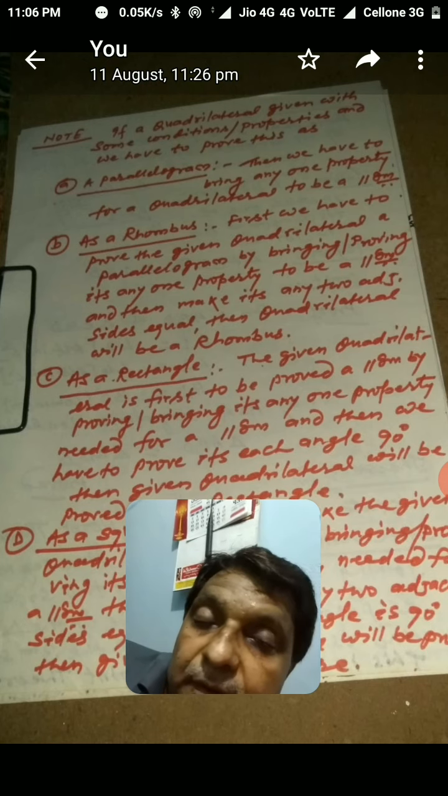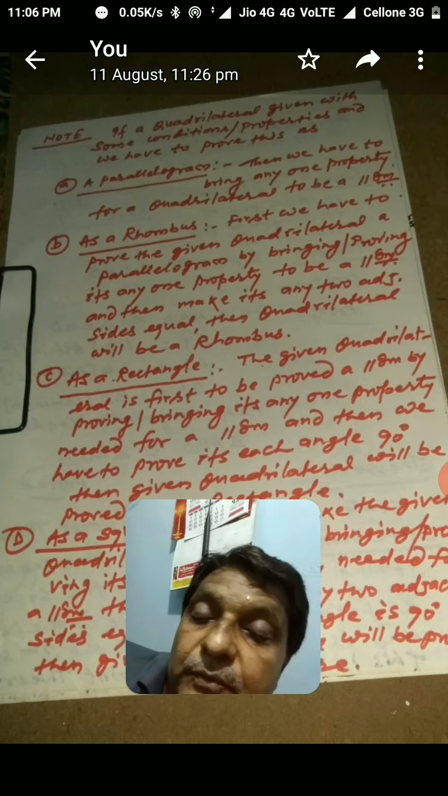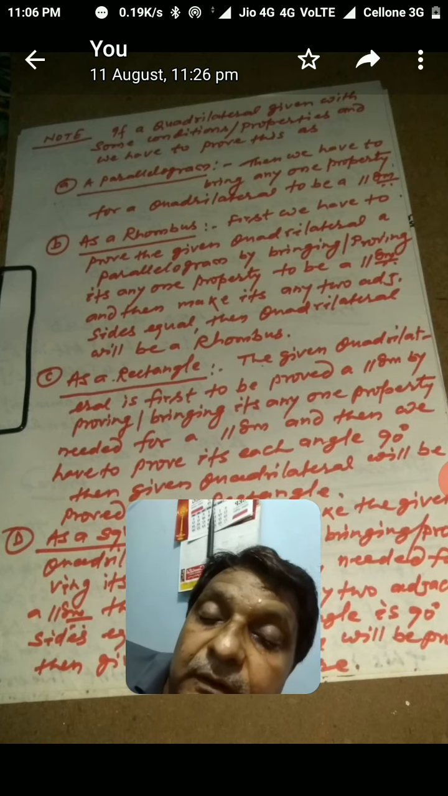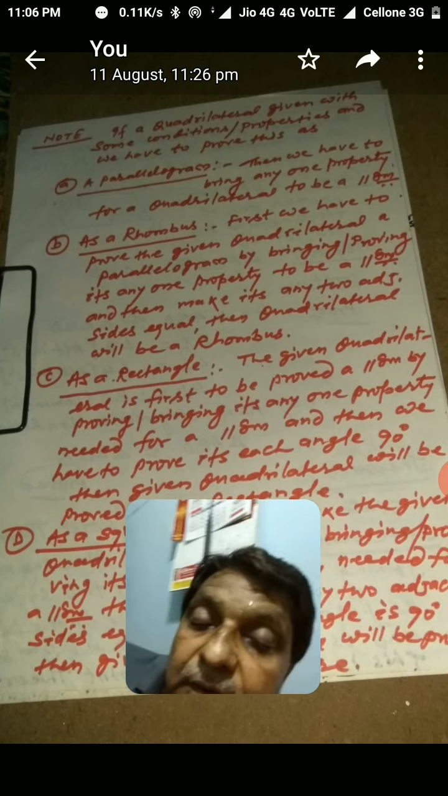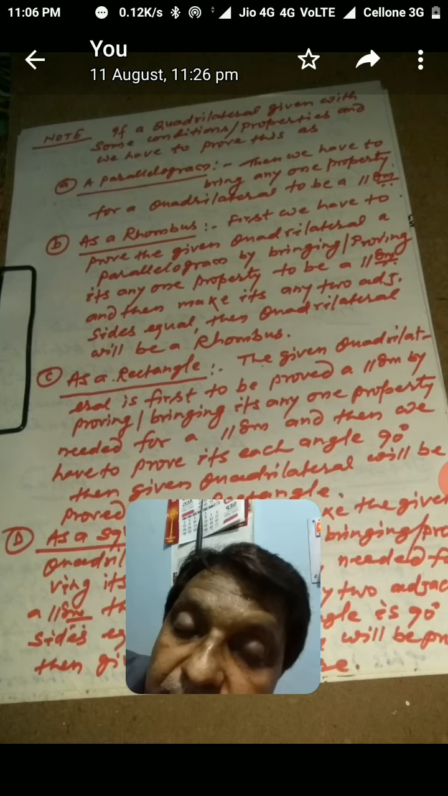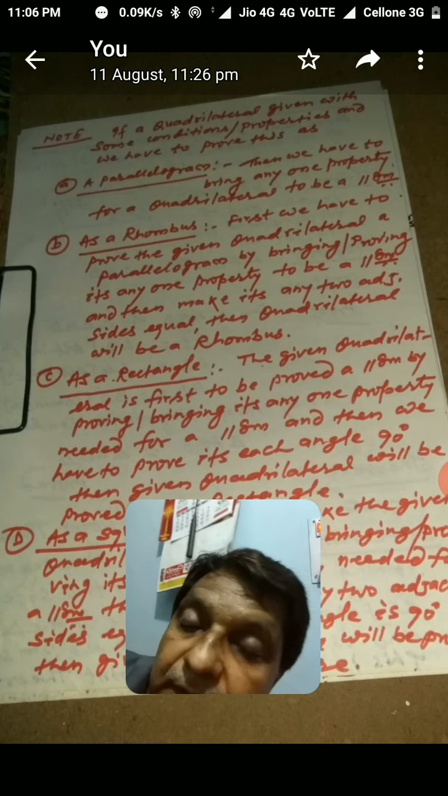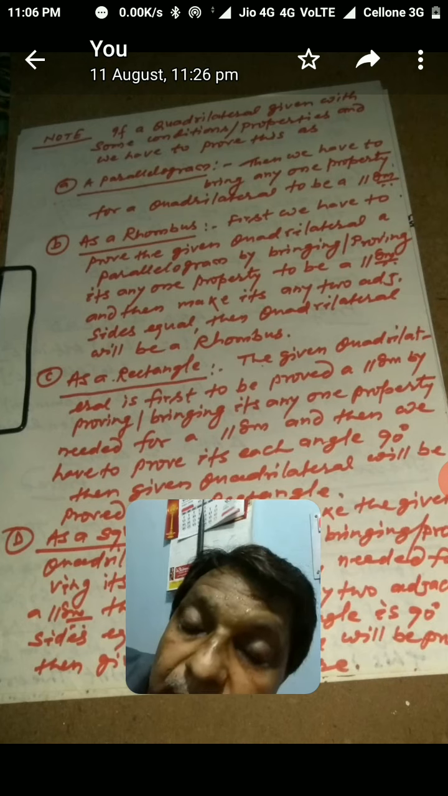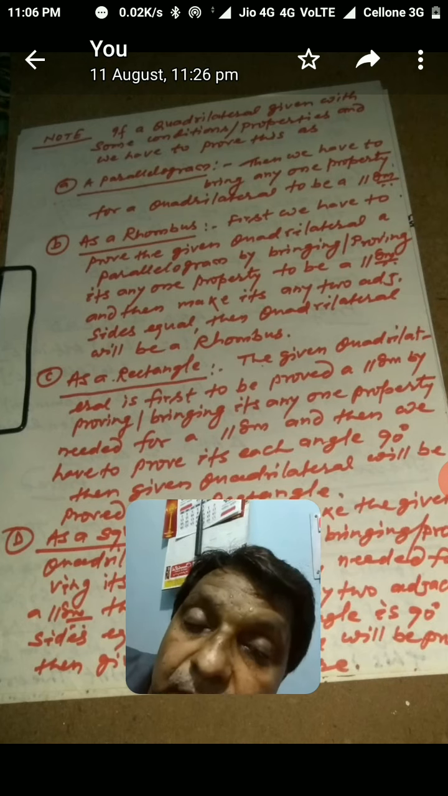If a given quadrilateral is asked to be proved a parallelogram, then we have to recall the properties of a parallelogram, that there are 5 properties. Among these, any one in a converse way we will establish: either both pairs of opposite sides are parallel, so the given quadrilateral fulfills the condition of a parallelogram, so it is a parallelogram.